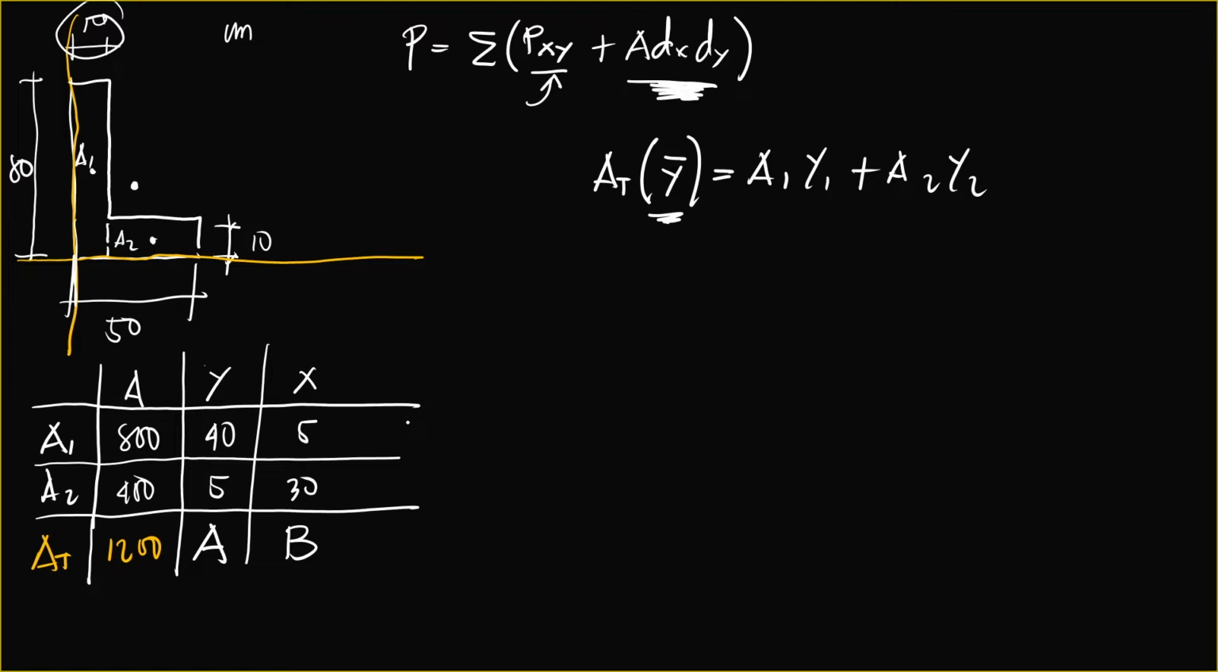Okay, so now how do we determine Pxy? We disregard the first term because A1 and A2 have axes of symmetry, so their own product of inertia is 0. So we only need ADX and DY. We only need ADX and DY, so let's determine the DX first.